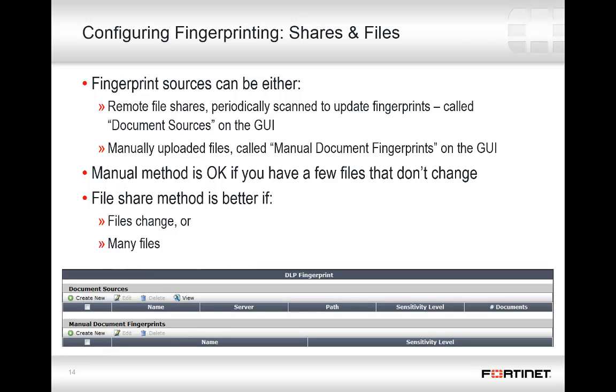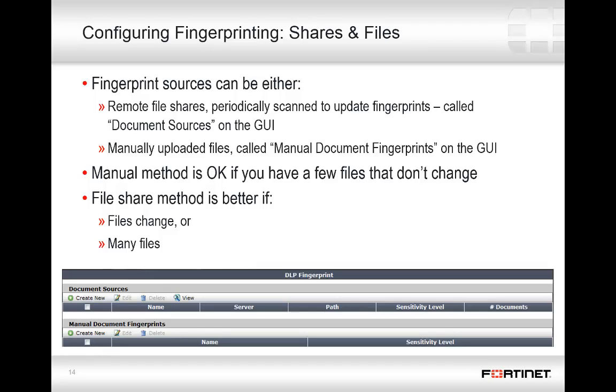Each time, FortiGate can automatically recreate checksums for all files in the share or retain old fingerprints in case an old version of the file is still circulating. Fingerprinting via file share is useful if you must add many files or if your files change periodically or extensively. That way, you don't need to manually update the fingerprint each time the file changes significantly. While configuring either method, choose which sensitivity level FortiGate will use to tag those fingerprints.